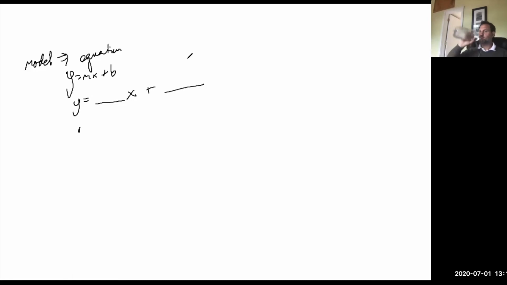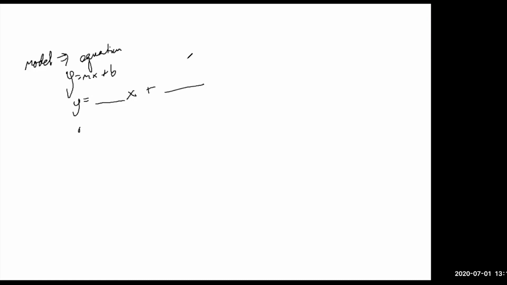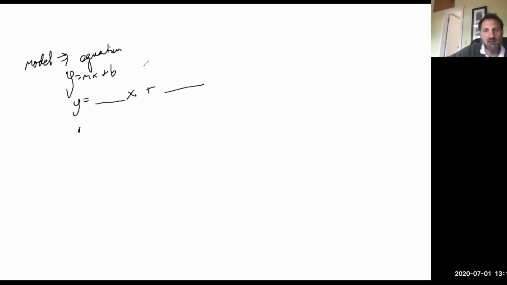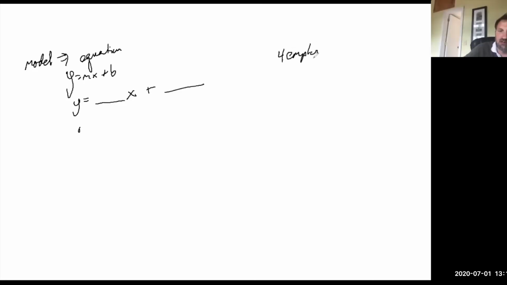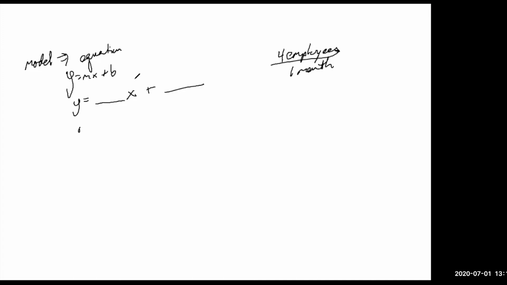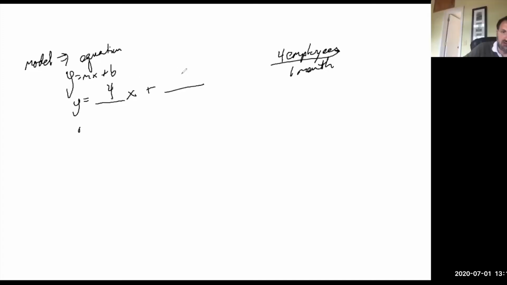I think 300 is the starting point. Agreed. And the other one is 4, how it's changing, right? Yeah. Because one of the hints there is that it's 4 employees per month. That's a ratio, and that ratio is the slope. So that number goes there, and that number goes there. Y equals 4x plus 300 is the model, the equation that represents what's happening.